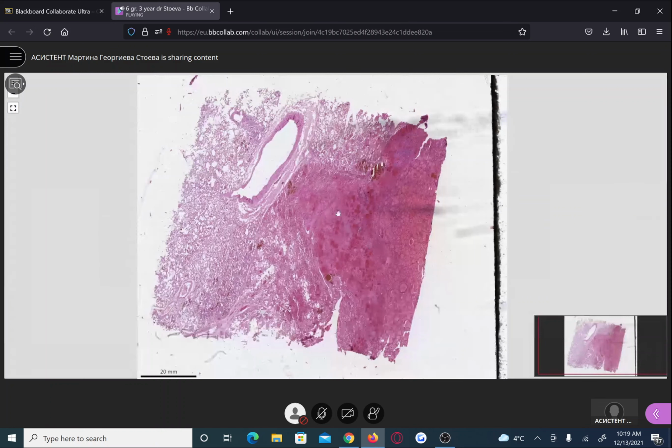embolization or pulmonary embolism, then with these two events, the lung congestion together with the pulmonary embolism, it leads to formation of a hemorrhagic infarction. And the type of the infarction is hemorrhagic because of the dual blood supply to the lungs.